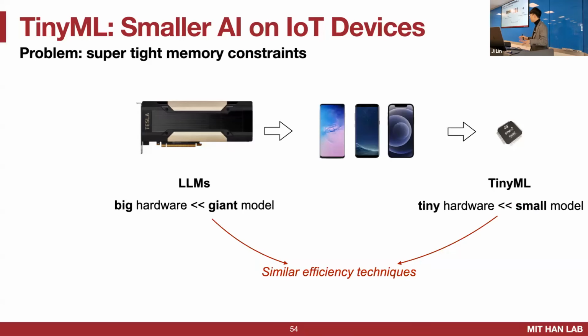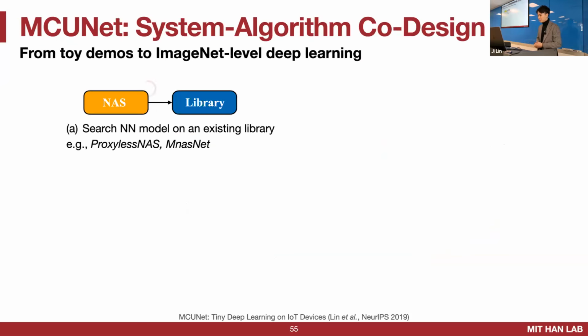It's very interesting that despite large language models and TinyML having a super dramatic difference in terms of scale, they are actually facing a very similar phenomenon where the model size has outgrown the hardware capacity. So we can actually share a lot of the efficiency optimization techniques. Let's get into my first work in this area, which is MCUNet, basically a system algorithm co-design method to enable ImageNet level deep learning on microcontrollers.